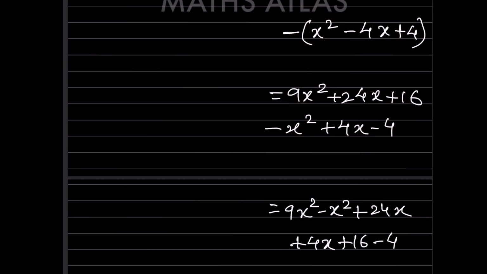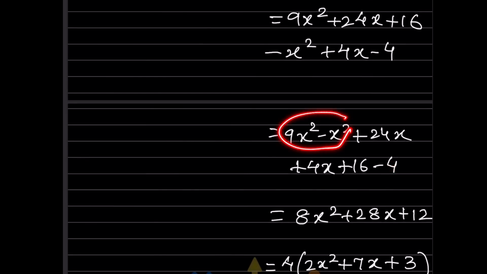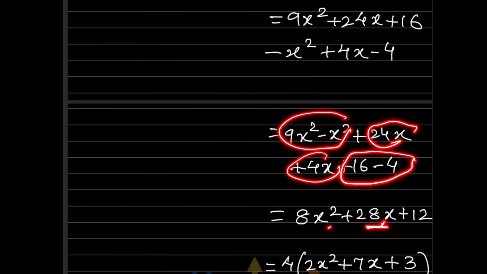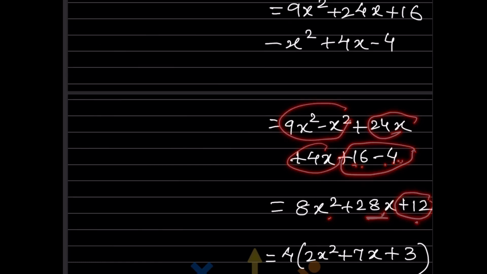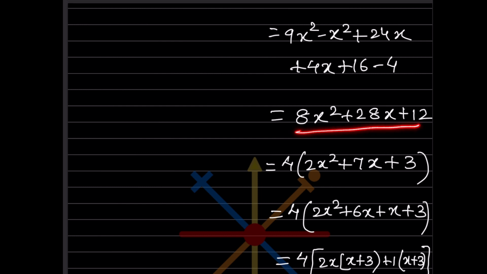Now take the like terms together: 9x squared minus x squared is 8x squared, 24x plus 4x is 28x, and 16 minus 4 is plus 12. Now in these 3 terms, you can see that 4 is common, so we take 4 outside the bracket. 8 becomes 2x squared inside, 28 becomes 7x, and 12 becomes 3.